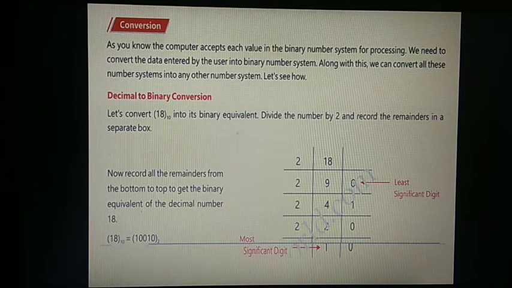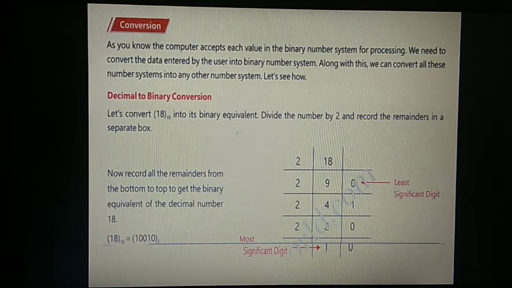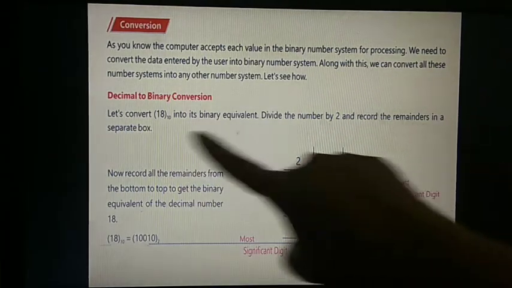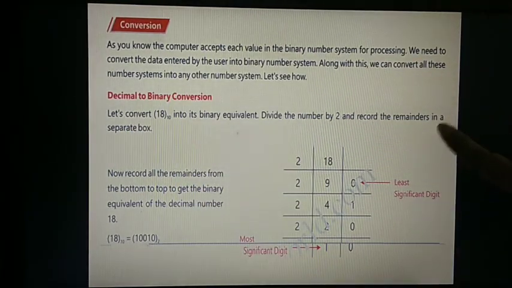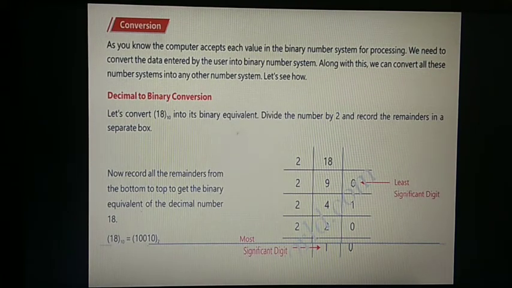So whenever you are converting from decimal or binary or any other number system to any other number system, remember that you are taking your remainders as your answer. Is that clear to all? Just again pay attention to this sentence: convert 18 base 10 into the binary number system.